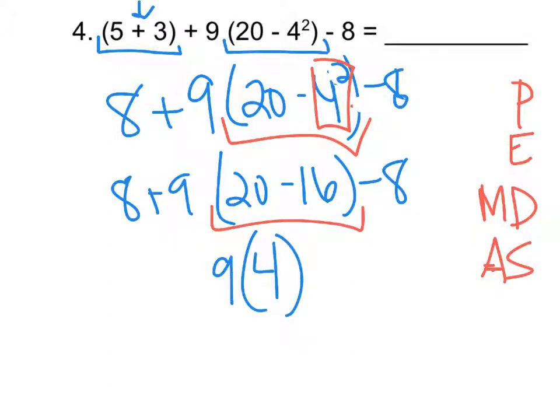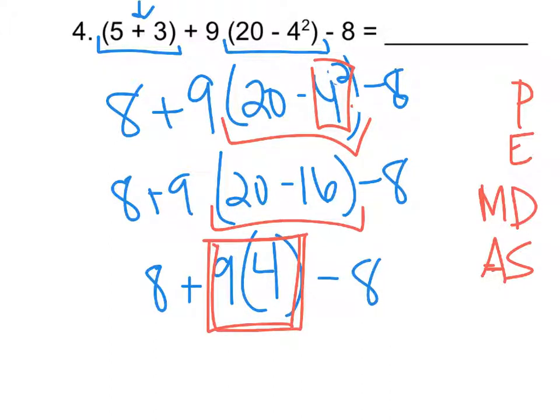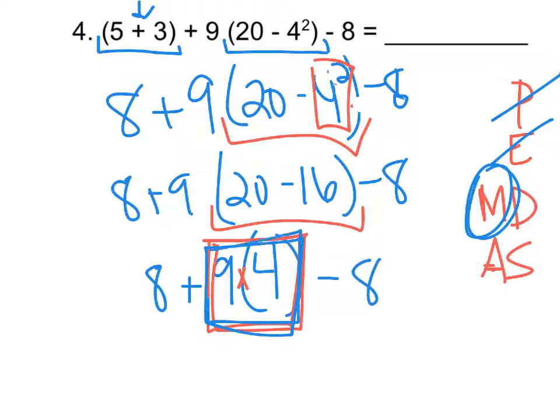I have a 9 outside of the parentheses, so I have 8 plus 9 parentheses 4 minus 8. It's going to be important to remember that anytime you see a number next to a set of parentheses, it means multiplication. So now I'm going to look, do I have any parentheses left? No. Any exponents left? No. Any multiplication or division? Yes, I have multiplication right here, that 9 times 4. So I'm going to have 8 plus 9 times 4 is 36 minus 8.